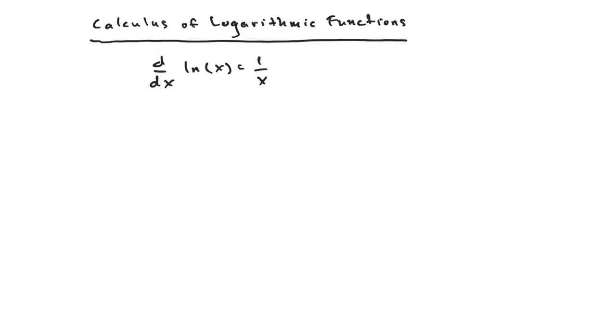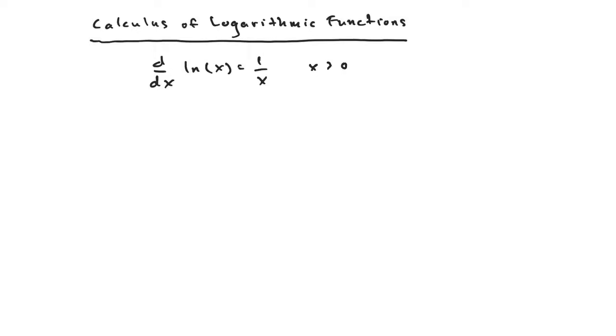So this is a first rule that we should remember, and this is true for when x is greater than 0, so x is in the domain of the natural log. Then the derivative of the natural log of x is just equal to 1 over x. So there's a bunch of different ways that we can apply this rule and add it to all of the other rules that we have for taking derivatives.